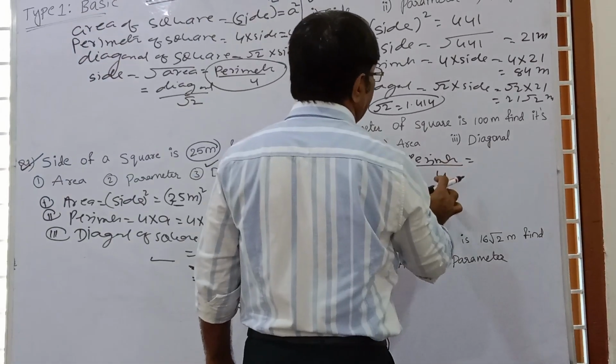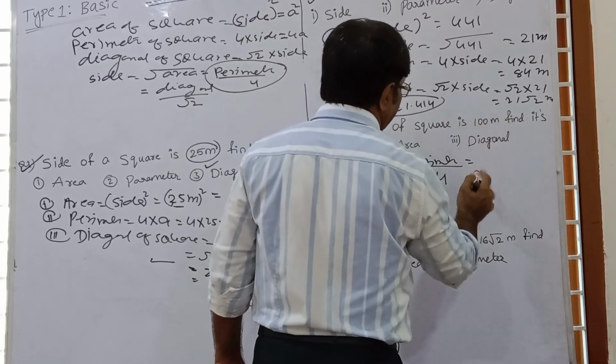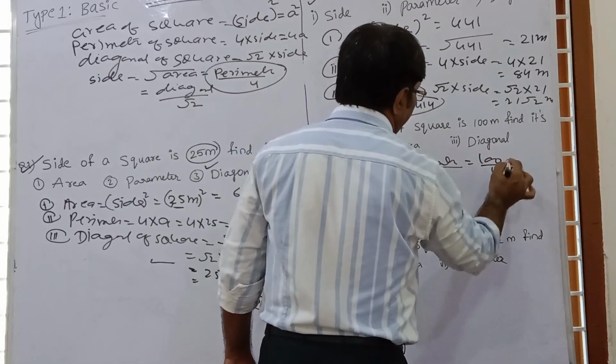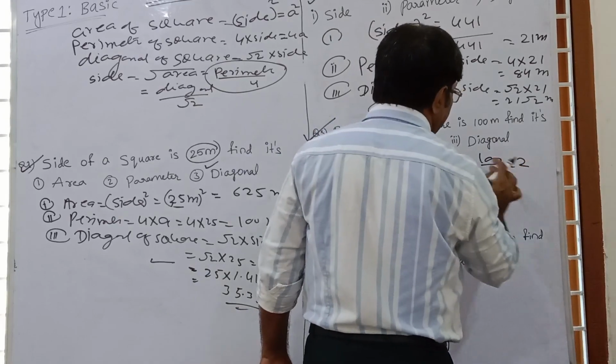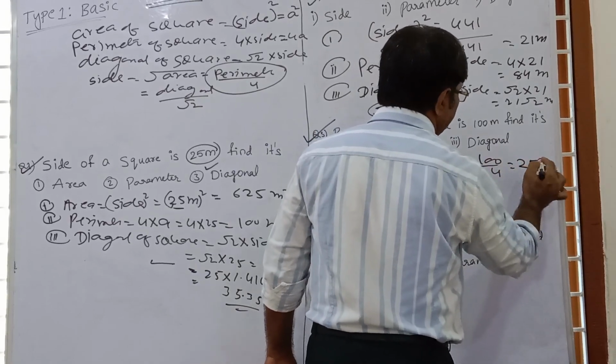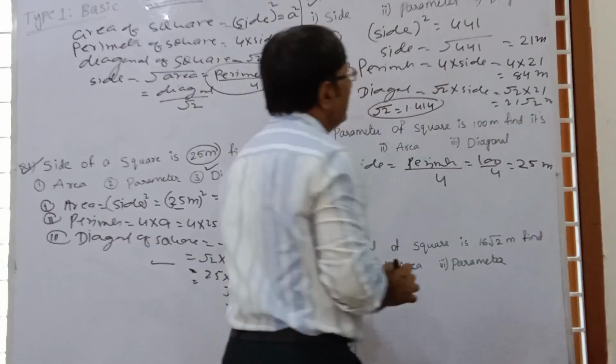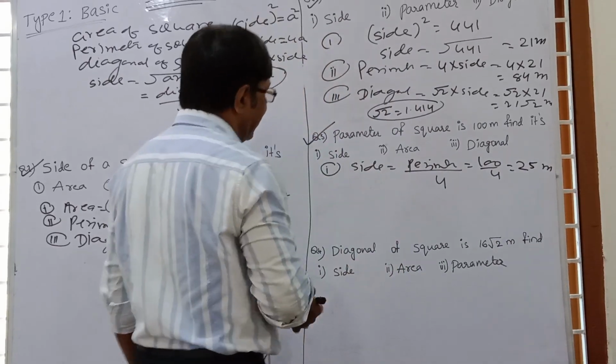Perimeter is 100 meter, so this is 100 by 4. 4 2s are 8, 2 carry 20, 4 5s are 20. So your answer is 25 meter, the correct answer.